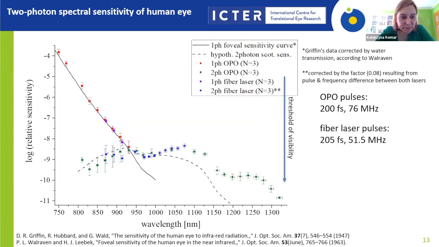And here we tried to compare the obtained shape with something that we know. So we measured these thresholds in scotopic conditions. We were dark adapted.